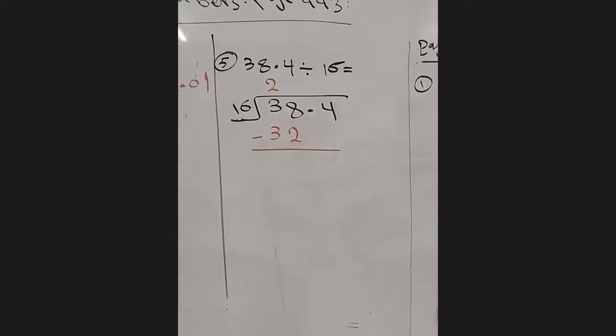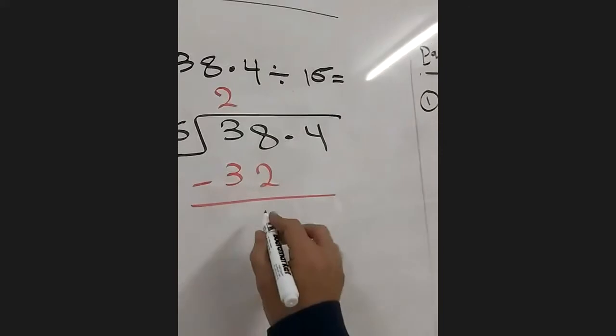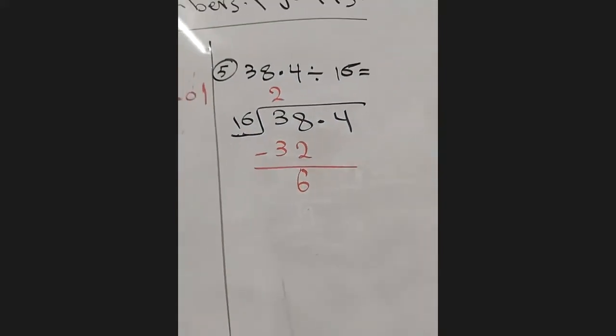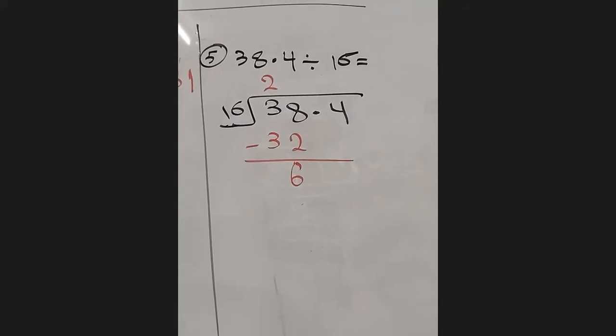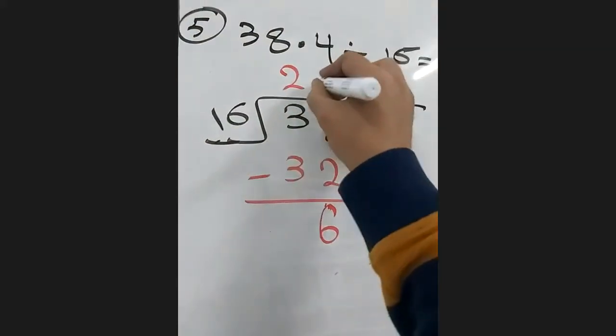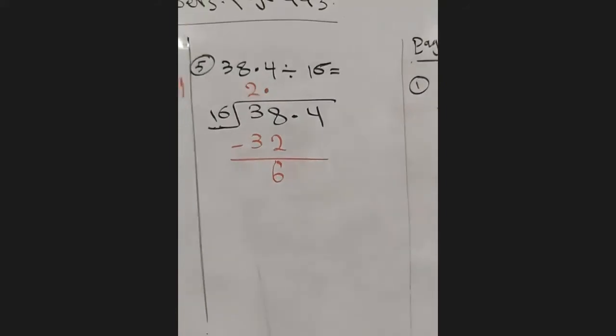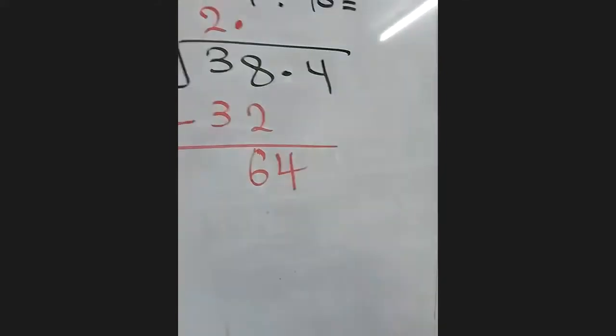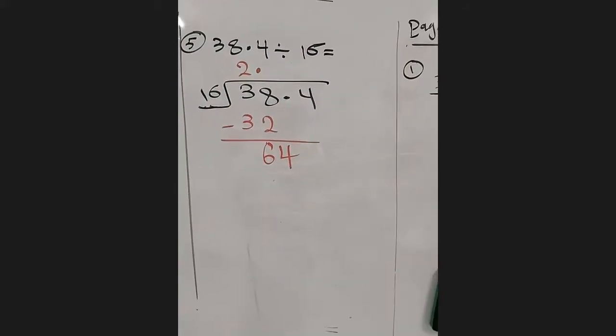38 minus 32 equals 6. Then we put the decimal up. Before we put the 4 down, 6 is less than 16? No, it's not less.